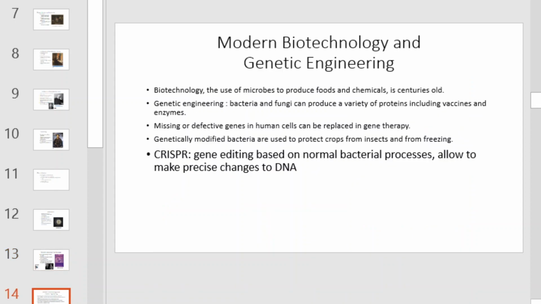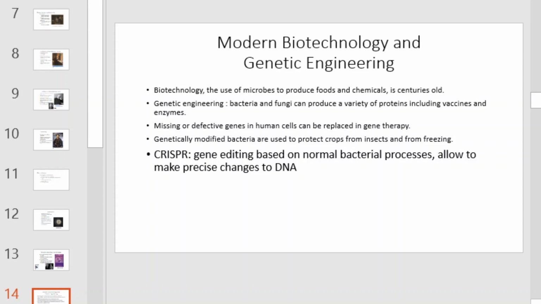Modern biotechnology and genetic engineering. Biotechnology is the use of microbes to produce food and chemicals. This is actually a centuries-old science. Genetic engineering is the utilization of bacteria and fungi to produce a variety of proteins, including vaccines and enzymes. Missing or defective genes in human cells can be replaced through the utilization of gene therapy.